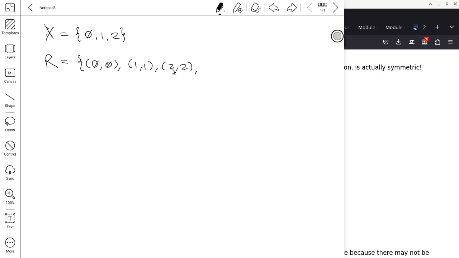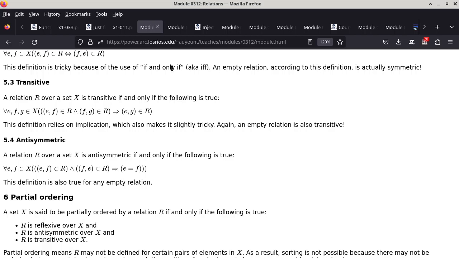So what does transitive look like as a definition? We go back to here, we look at transitive. In order to define being transitive, we need three quantified variables, E, F, G. So for every way to find a value for E, a value for F, and a value for G, so that they are all elements of X, they can be the same, okay? Or two of them can be the same, the third one being different.